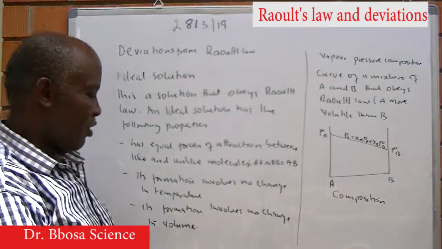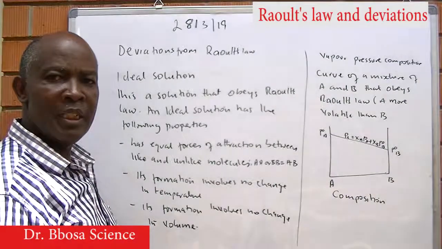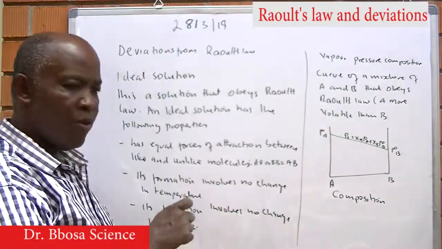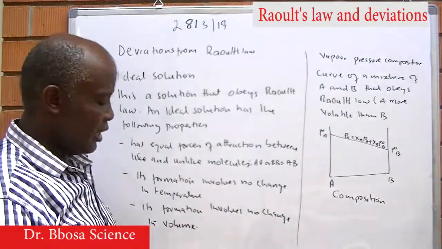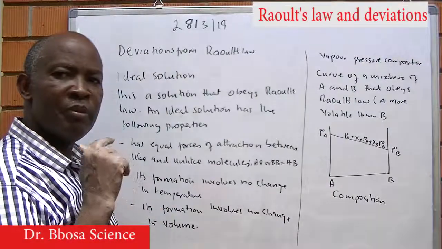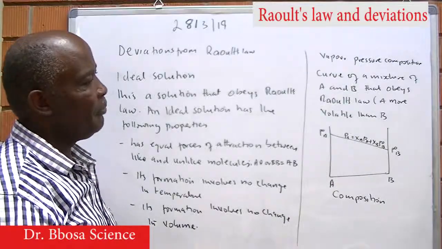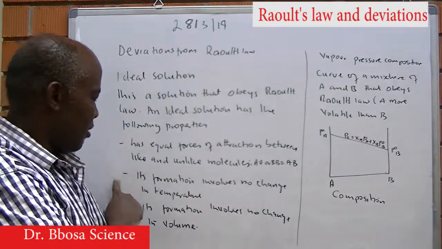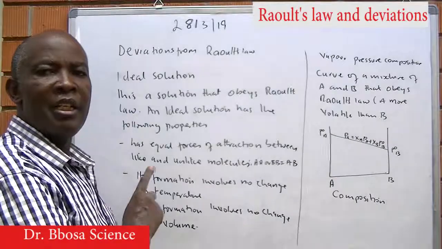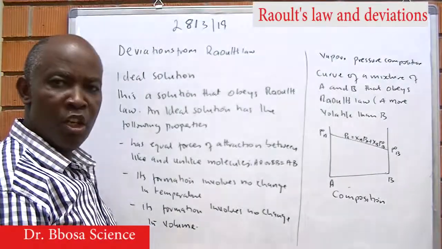Its formation involves no change in the volume. In other words, the total volume of the mixture is the sum of the volume of A plus the volume of B. Any other solution that does not fulfill these properties deviates from Raoult's law.